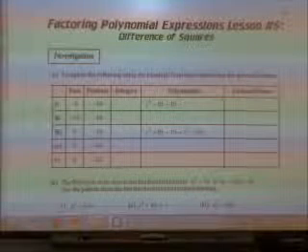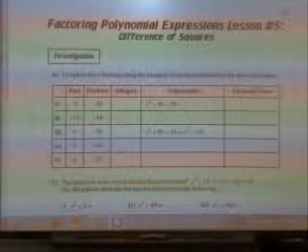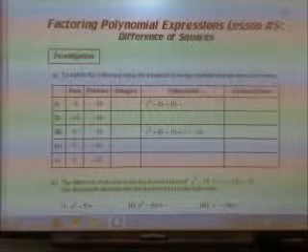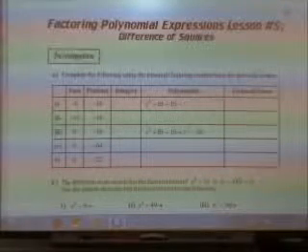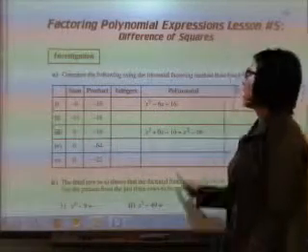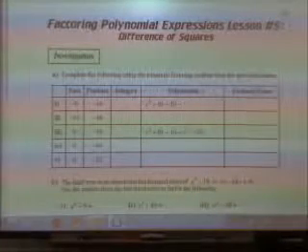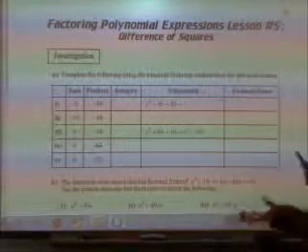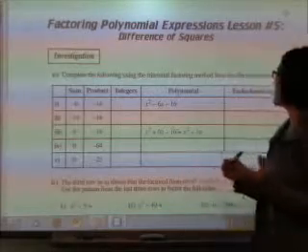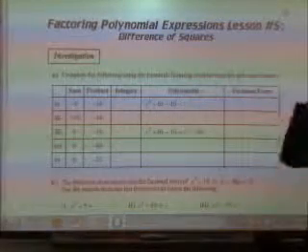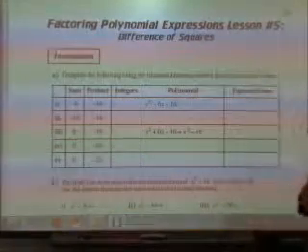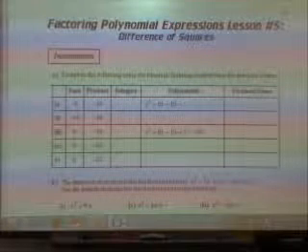Lesson number 5 is a difference of squares. It's a specific type of trinomial factoring. So we're going to start off with the following. I'll just review from what we did yesterday. It says complete the following using the trinomial factoring method from the previous lesson. So my polynomial is x squared minus 6x minus 16.